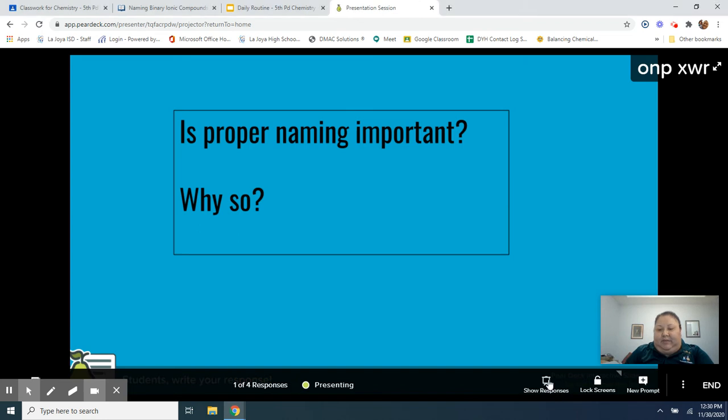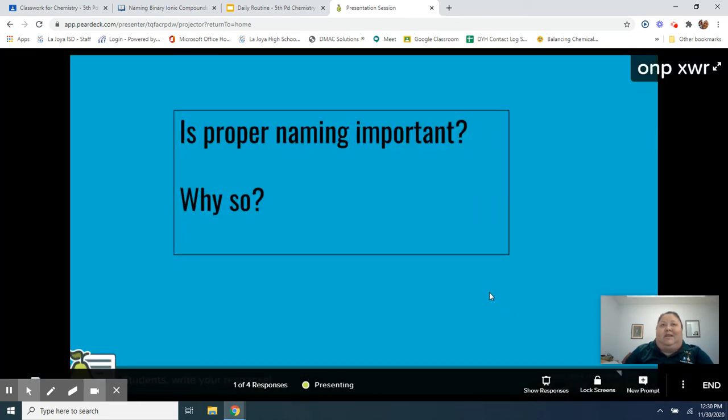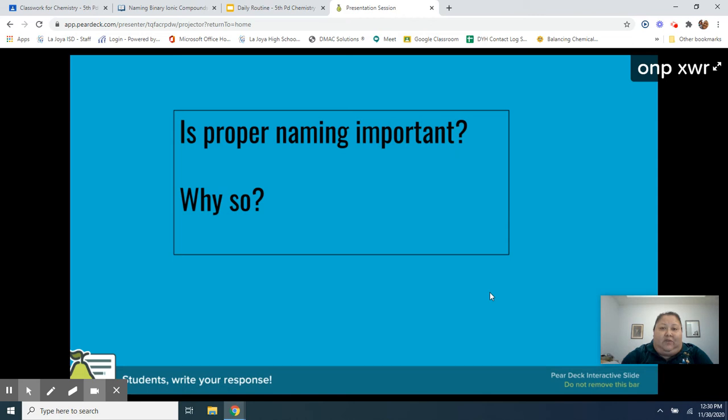All right, let's see if they're done typing. So we can know what is what. Okay. Right. If you have the incorrect name, you don't know what you're dealing with, right? That is an incorrect formula, which is going to change what you end up with on the product side of your chemical reaction. Very true. In medicine, so that they can give you the correct medicine, right? You get the wrong one, it's not going to help you get better. In biology, if you're trying to classify a certain animal or insect and you have the wrong name, you put it in the wrong section, and then everything goes haywire after that.